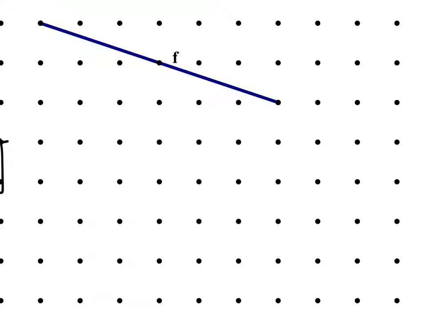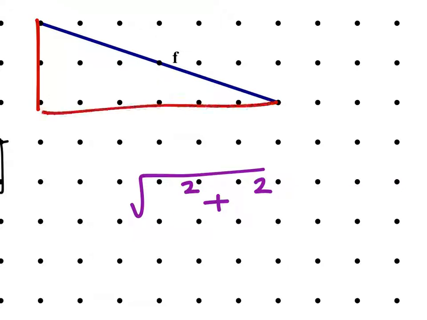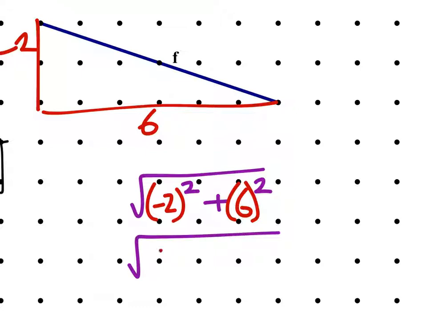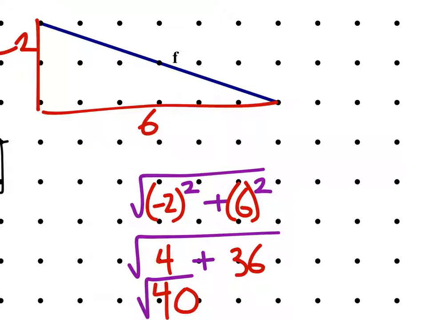Alright, let's go ahead and get started on this one. So, if I use slope, I'm going to square both sides and then add them together. I went down 2, so I got a negative 2. And then this one looks like it's 6. So this gives me the square root of 4 and 36, which I'm adding together, which would then give me the square root of 40. So this is one of the answers.